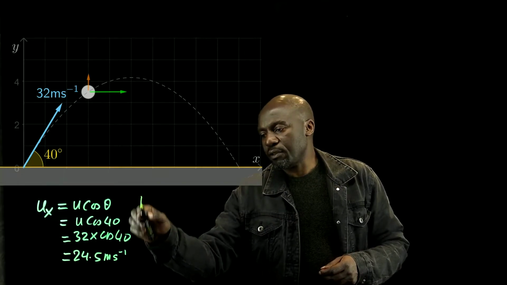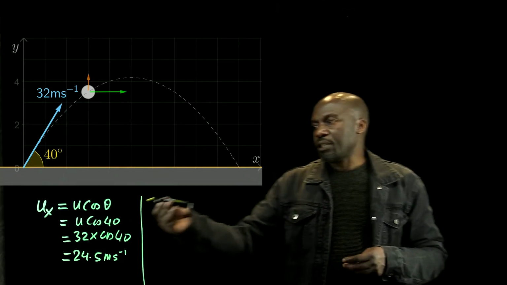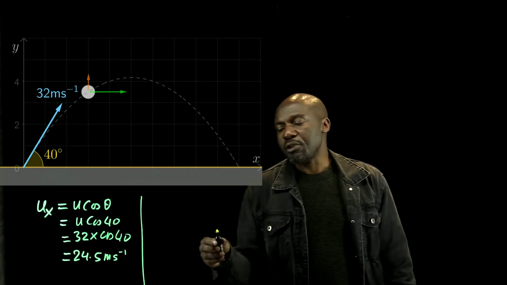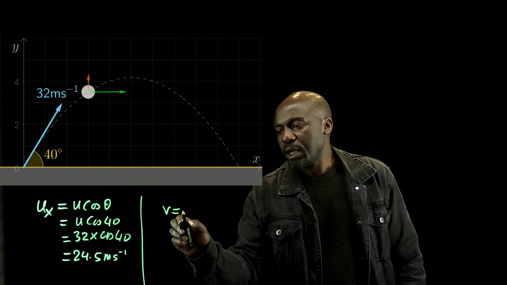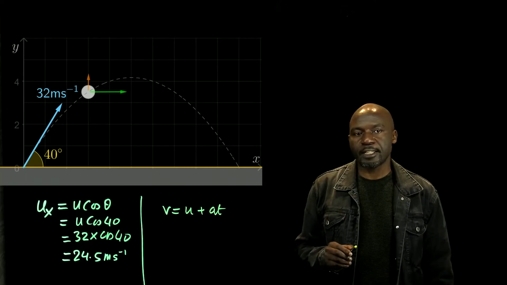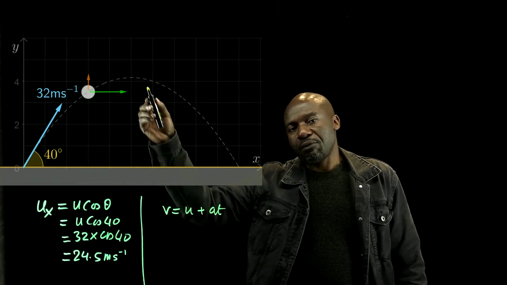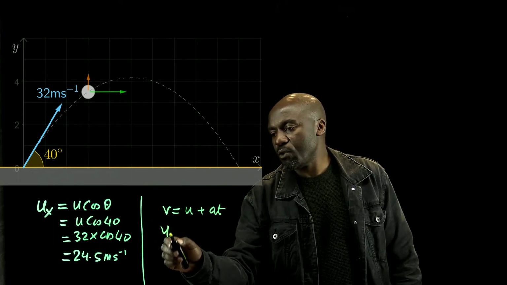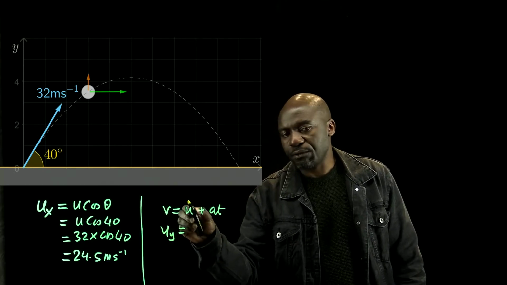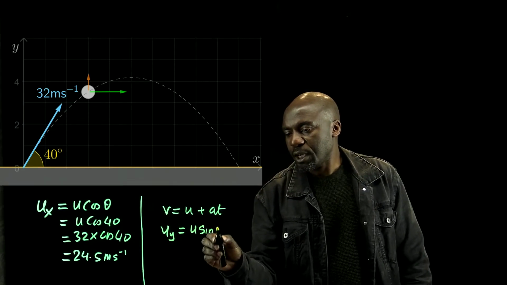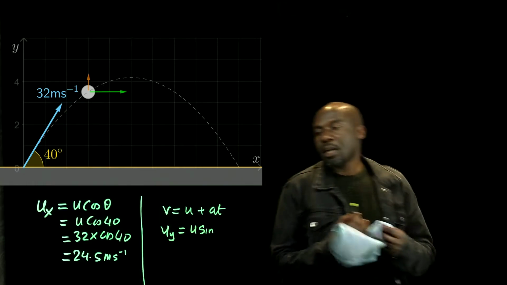What about the vertical component of the velocity? Well, the vertical component reduces as the object is going upwards and increases as the object is coming back down. So we can use the formula: velocity at any time is the initial velocity plus a times t. So v is u plus at. If we use this formula, the final velocity, if it's on its way up, vy, is going to be the initial velocity in the vertical direction, which in our case is u sine of 40.